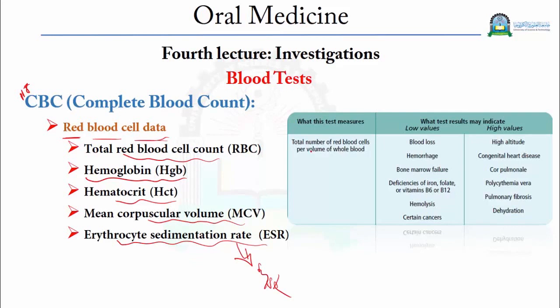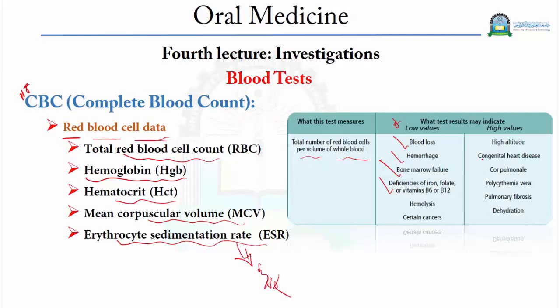So the test measures the total number of RBCs per volume of the whole blood, and the lower values can be found in blood loss, hemorrhage, bone marrow failure, deficiencies of iron, folate and vitamins B6 and B12, as well as when the patient has hemolysis and certain cancers.